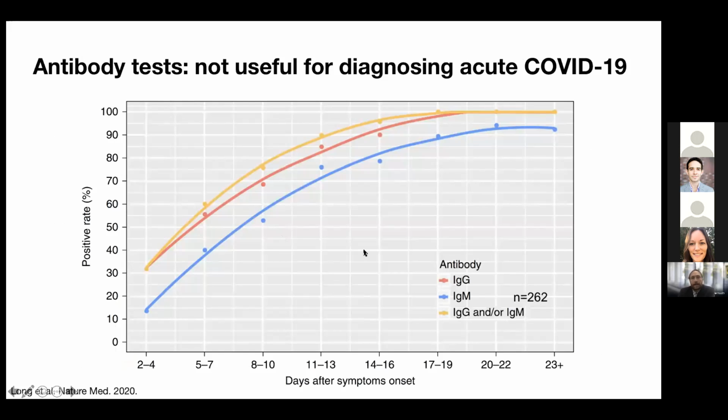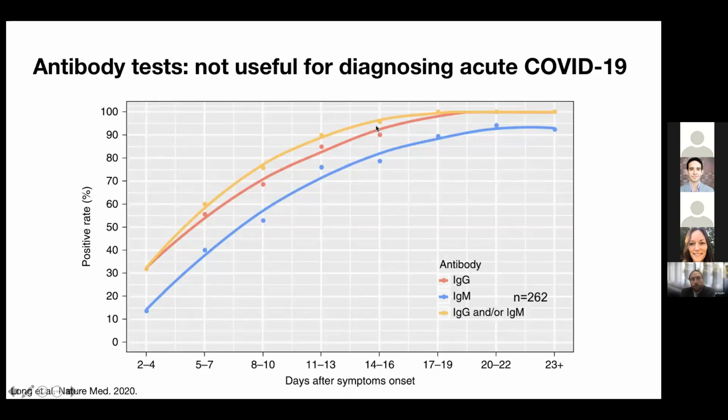Just a comment on antibody tests. So I mentioned that they're not useful for diagnosing acute COVID. Why is that? Well, it's simply because it takes time for humans to produce antibodies to pathogens that are infecting them. You're looking at a curve here of the positivity rate on the y-axis of an antibody test versus days from symptom onset. And you can appreciate that, after 7 days, approximately half of people are going to have a positive IgG, for instance.